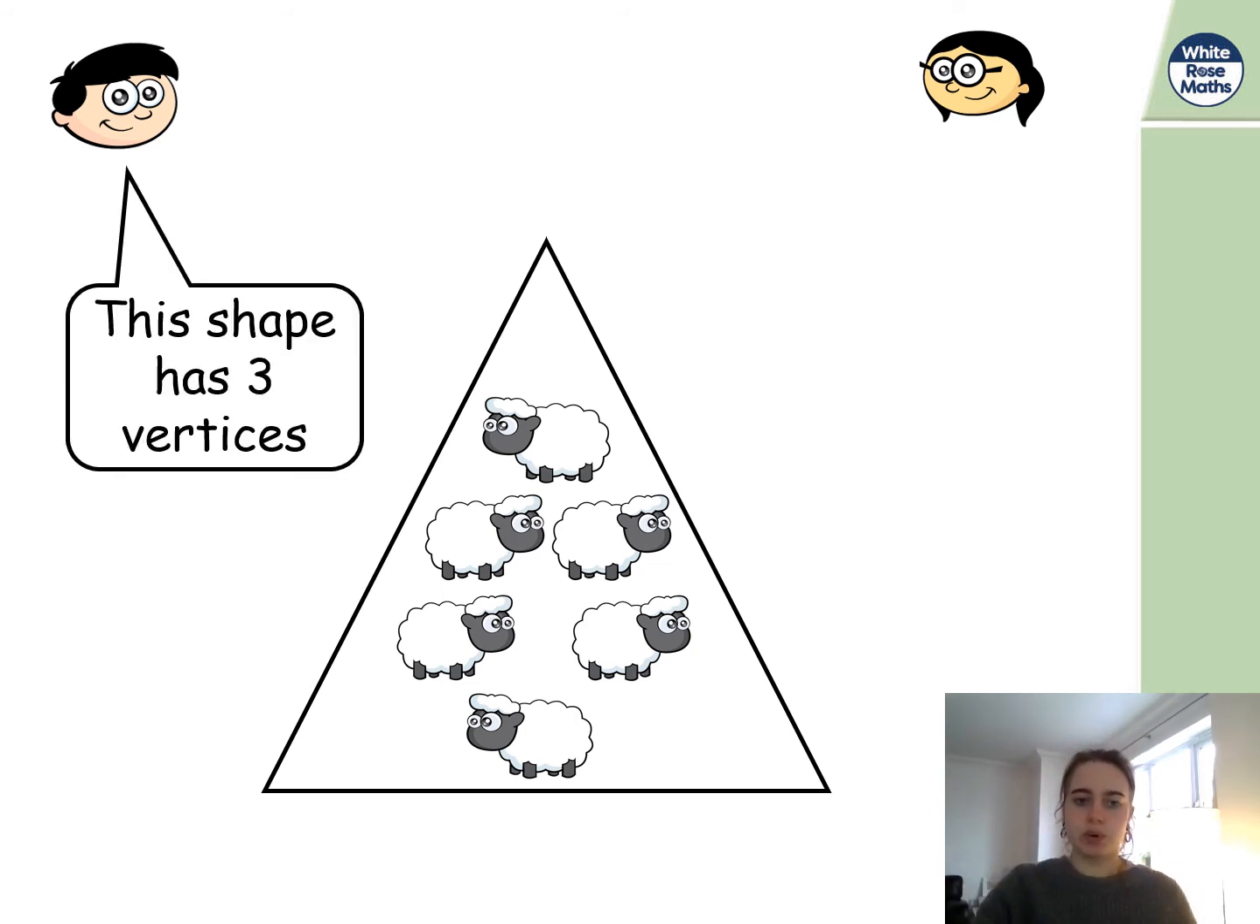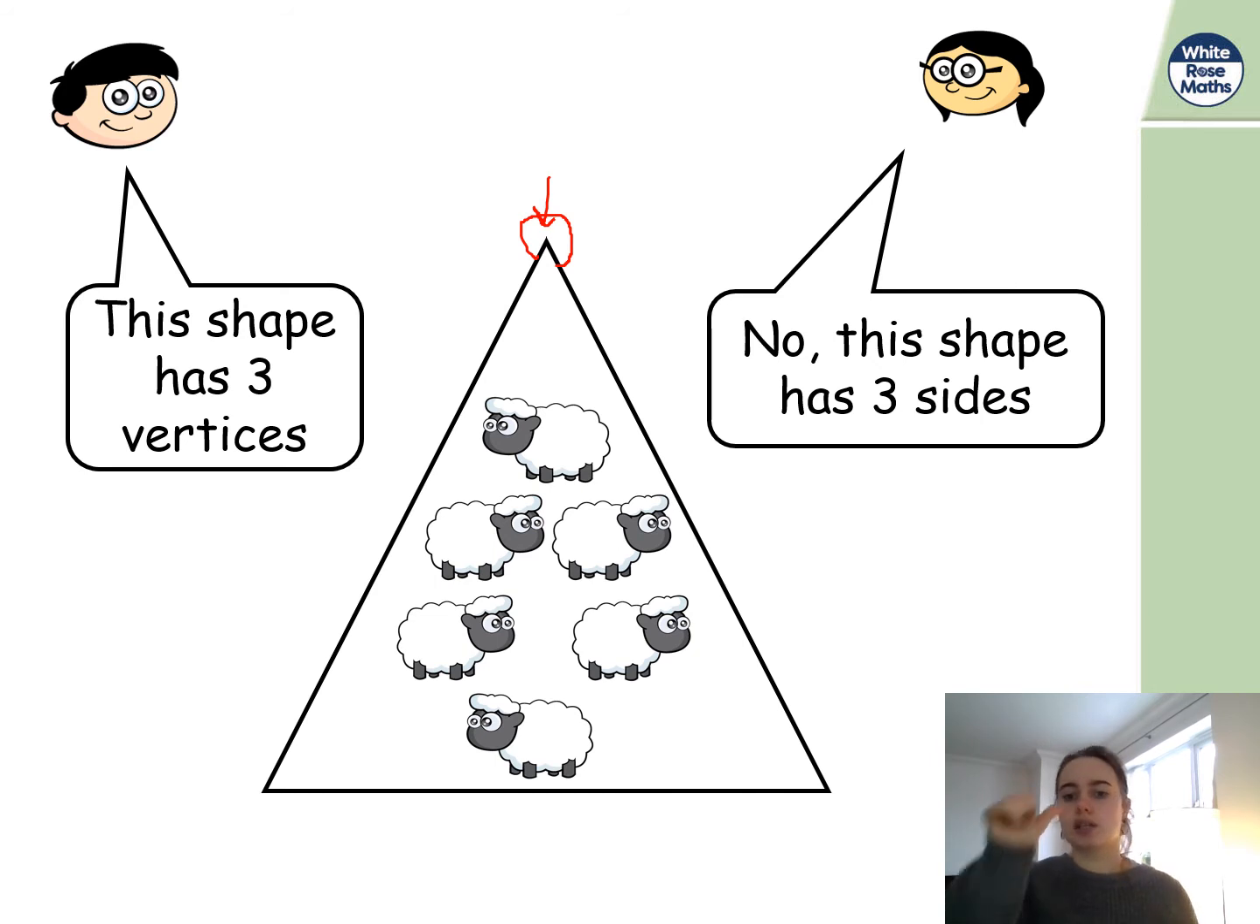So this boy says, this shape has 3 vertices. Now those are the vertices that just flashed up. So it's a similar word to corner here, that is a vertice. This girl says, no, this shape has 3 sides. There's the sides. Who is correct? 3 vertices or 3 sides?